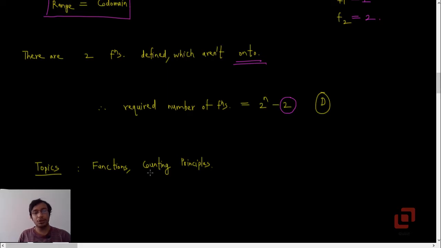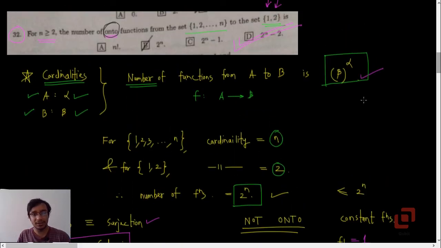The primary topics on which this question was based were functions, of course. You should know what onto functions and non-onto functions are. And then you should know the multiplication principle of counting, which you study in the chapter on permutations and combinations. Otherwise you can remember this result as a standard result and apply it whenever required. So that was question 32. Let's go to 33.